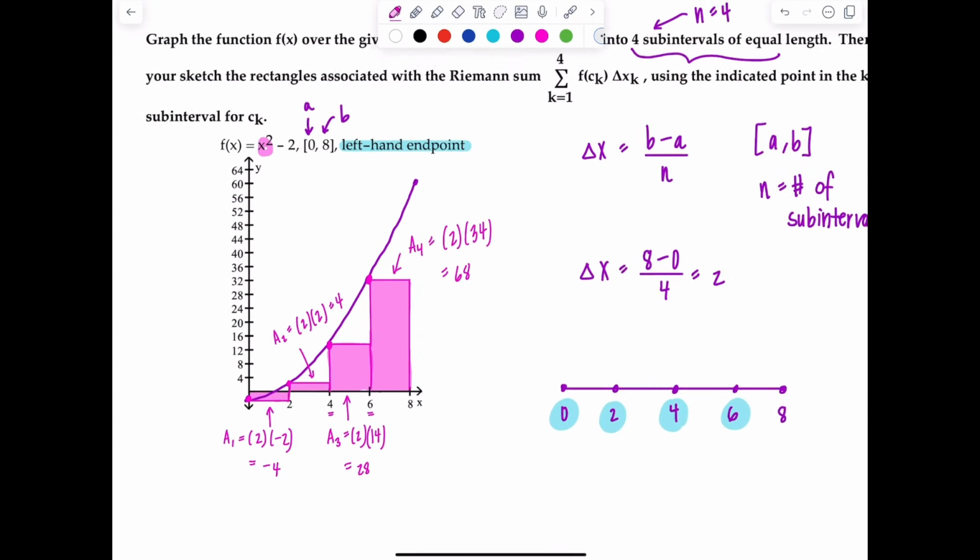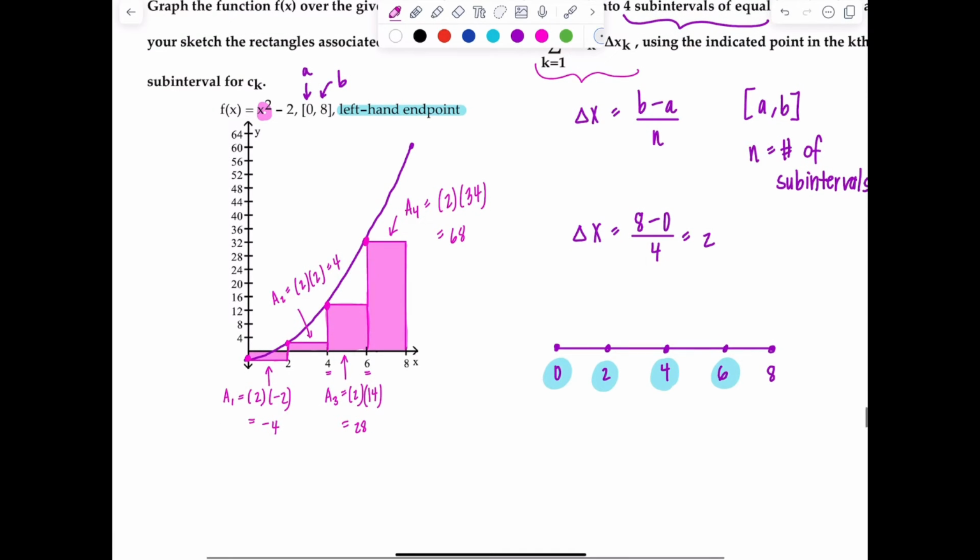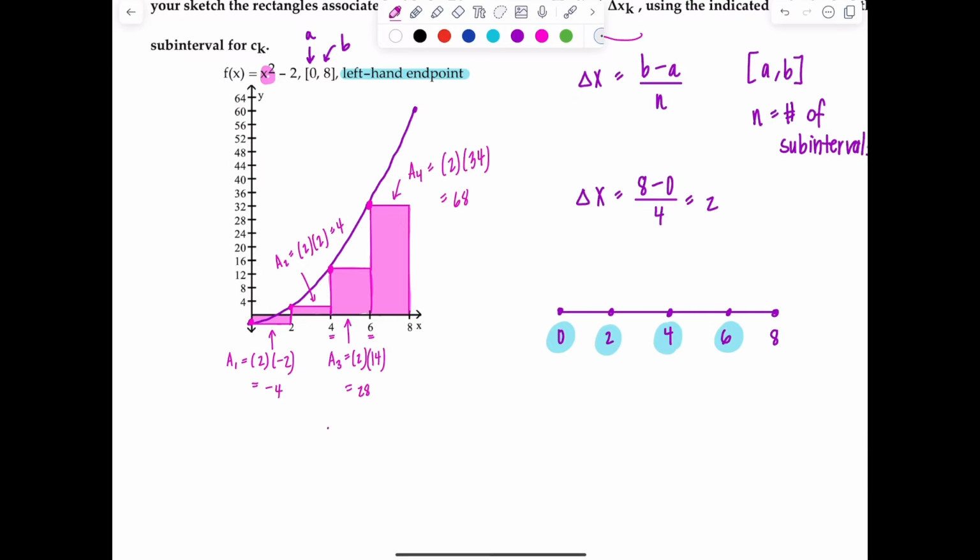The problem asked us to evaluate the sum, or the area, of the 4 rectangles that we used to approximate the area under the curve here. Since we use left-hand endpoints, sometimes we'll call it L sub 4. That would be the sum of negative 4 plus 4 plus 28 plus 68. These cancel, and that's just going to give us 96. Good. This is using left endpoints.